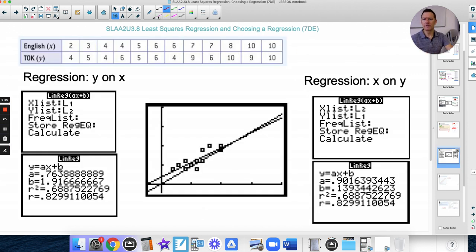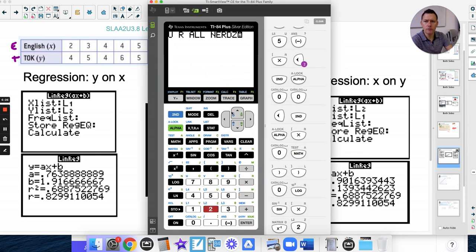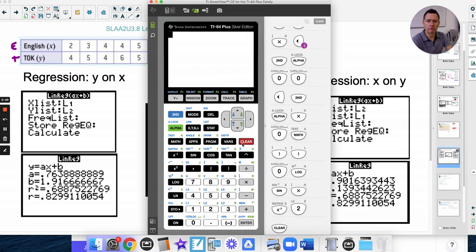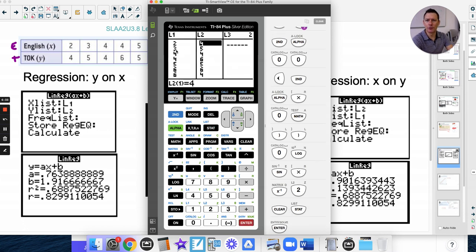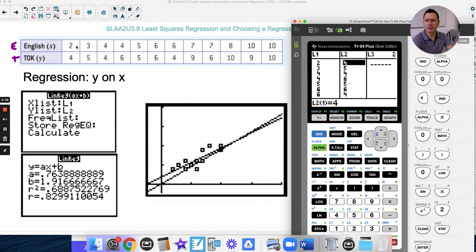Okay, so these are your English grades and your TOK grades. There's E and T, right? And 1 through 10, and also 1 through 10. So first, I put these all in a list like this. Stats. There we go. Here's 2, 3, 4, 4, 5, etc. 2, 3, 4, 4, 5, etc. 4, 5, 4, 6, 4, 5, 4, 6.